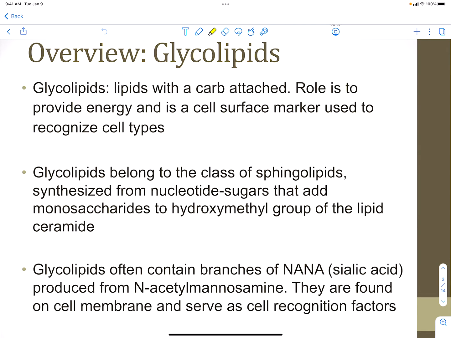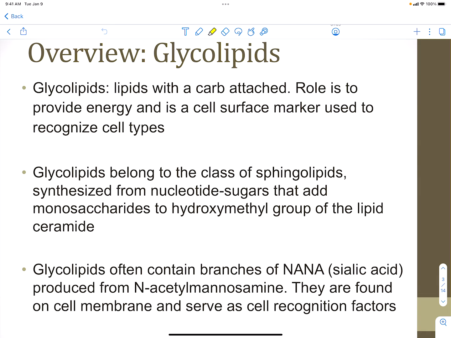So glycolipids are basically lipids with carbohydrates attached, just like glycoproteins were proteins with carbohydrates attached. Now, glycolipids are going to be important for us on the cell surface. Again, similar to glycoproteins, they are going to be unique for molecules, so you can recognize different cell types, different tissues, communication, all that goes into play.